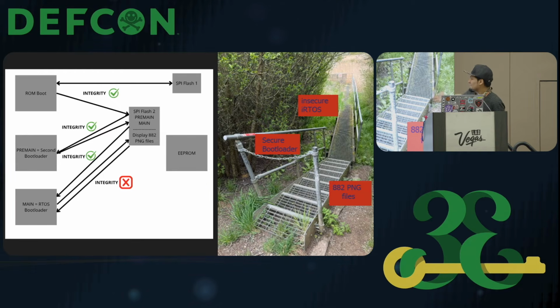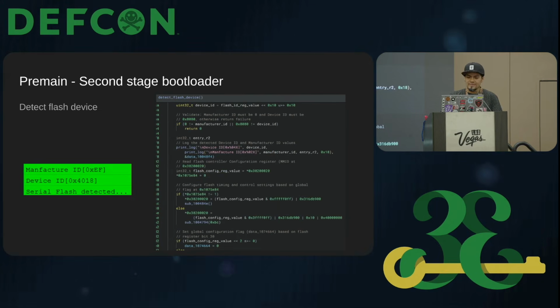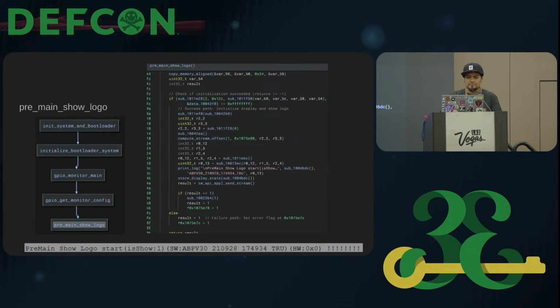So it's like we have here a bridge: a secure bootloader, and after that, the PNG files without integrity verification. You can verify this in the pre-main, and also in the main function. Okay, so here we have the init system and bootloader, the initialize bootloader system function, the flash detection function loop, the detect flash device, as you can see. So here we have the second stage bootloader, and here we have the part where the pre-main shows the logo start.